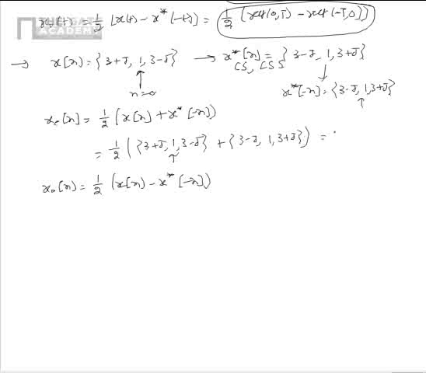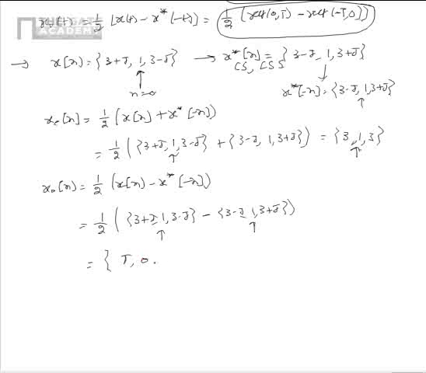This upon simplification becomes 3, 1, 3 with center point at 1. Similarly, the odd component of the signal is half multiplied by [3 plus j, 1, 3 minus j] minus [3 minus j, 1, 3 plus j]. From this, the odd component of the signal becomes j, 0, minus j.